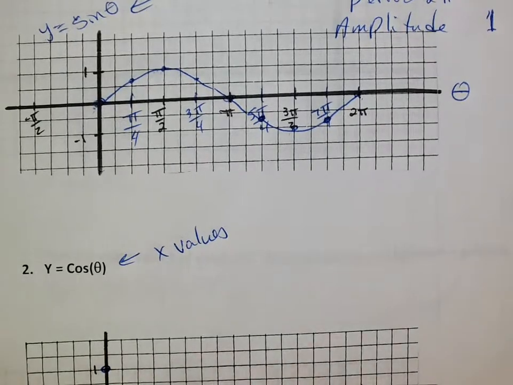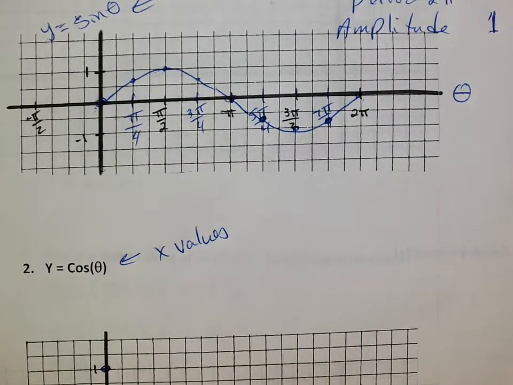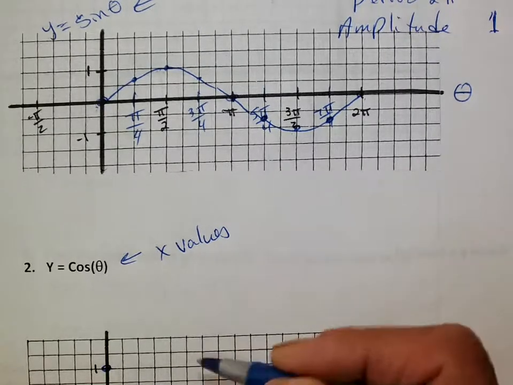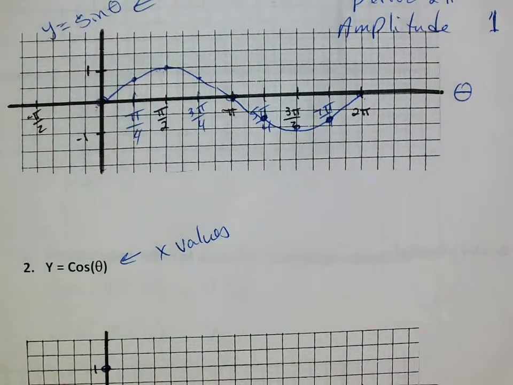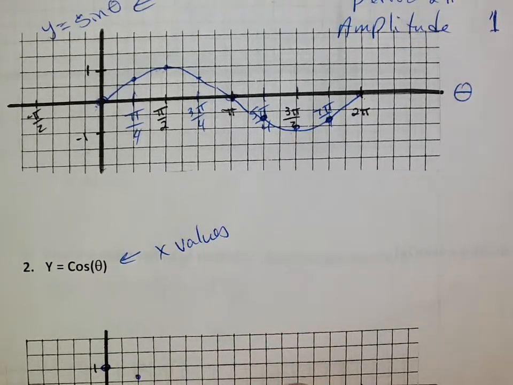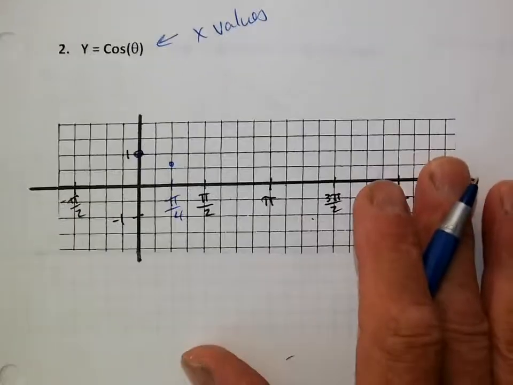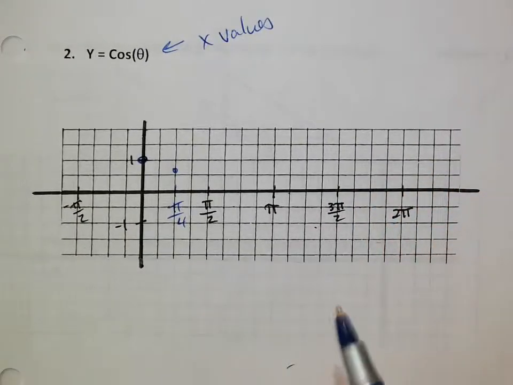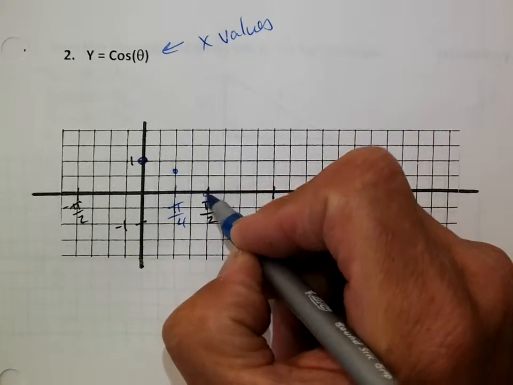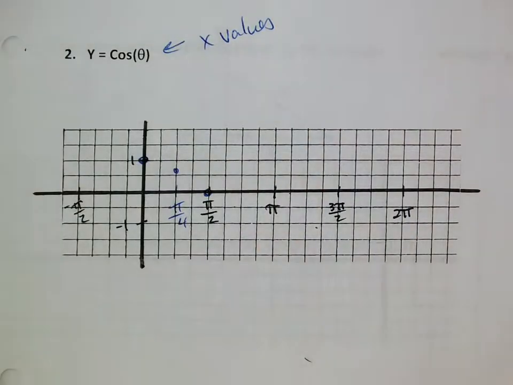So then at pi fourths, what's the corresponding x value? Right, square root of 2 over 2, we're doing the x values, right? Square root of 2 over 2? Okay, or 0.7. So it'd be about there. Pi halves, what's the corresponding x value? Yeah, I heard 0. Did you agree with 0? Okay, 0. Pi halves, x value is 0.